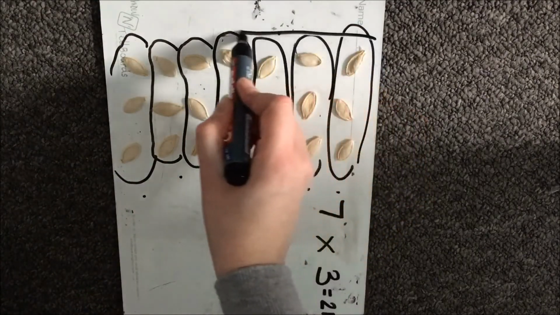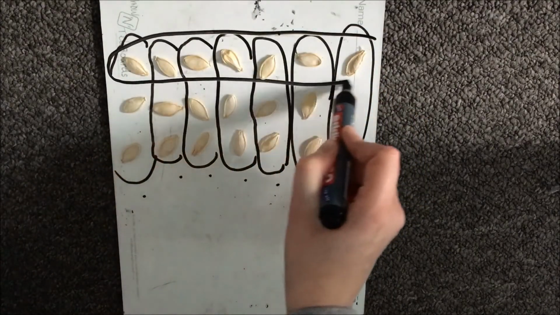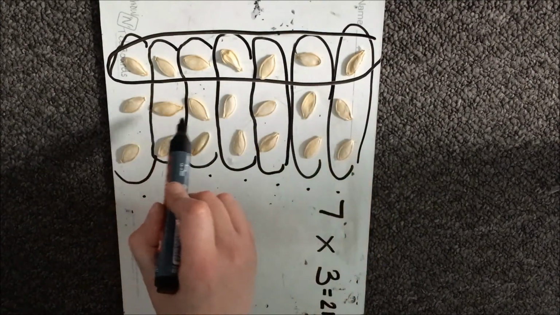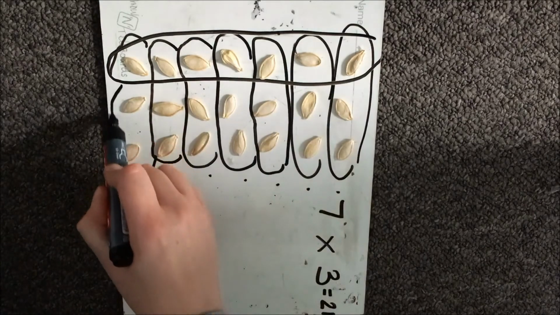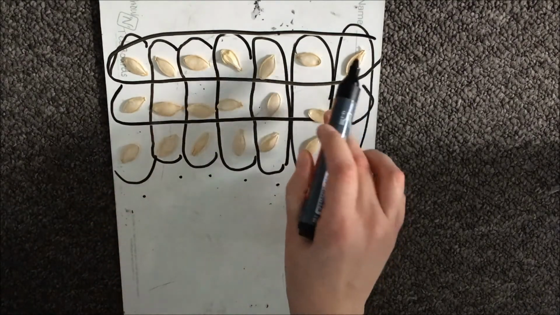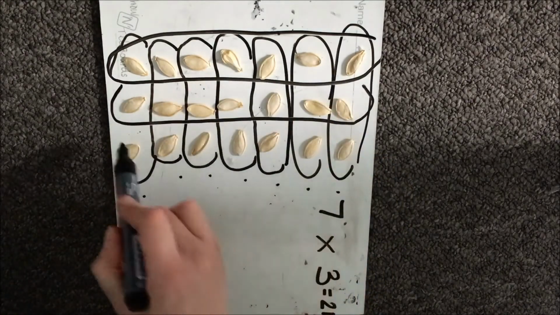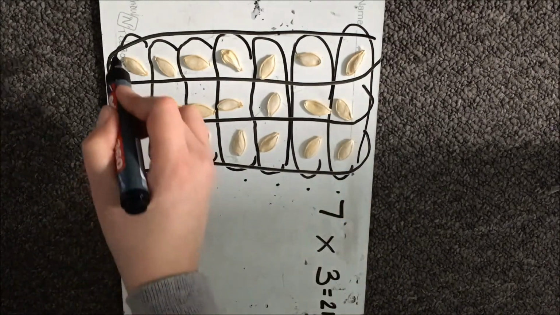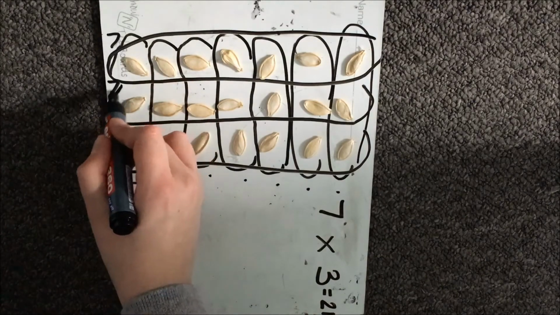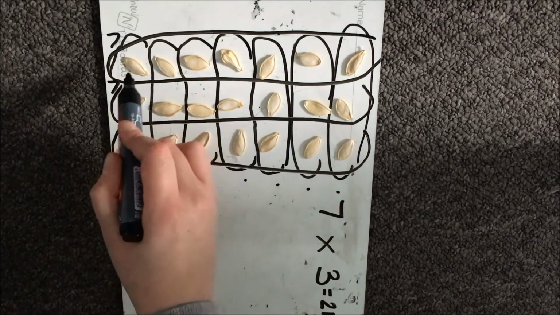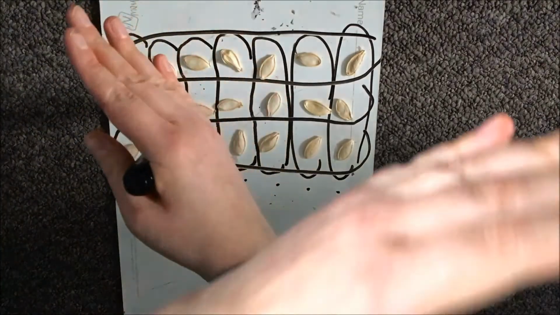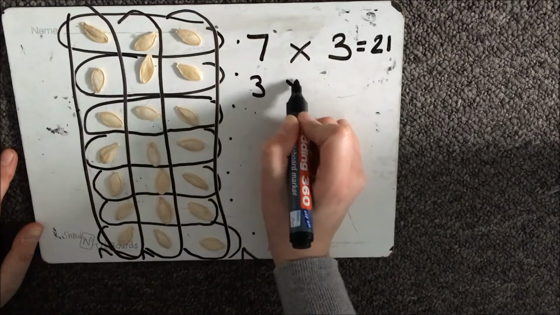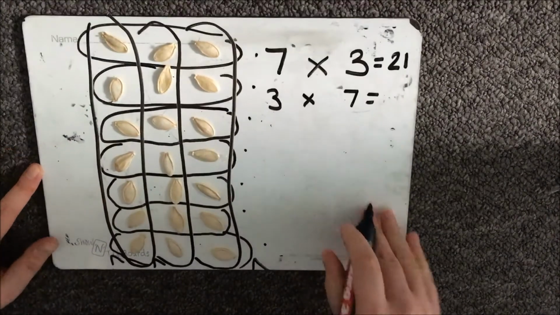Yeah, we could also do it this way. That's one line of 1, 2, 3, 4, 5, 6, 7. I've also got 7 on this row, and 7 on this row. So if I've got 7, 7 and 7, what could I write this as? 3 lines of 7. So I can also do 3 lines of 7. Which one is easier for you?